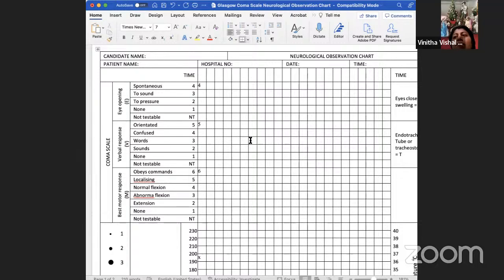Because you have to do the rest of the things. Who is going to tell the history and all those sort of things? The examiners have to mark you. If you are making your patient comatose, then how are you going to do the rest of the things? Yeah, you're correct.